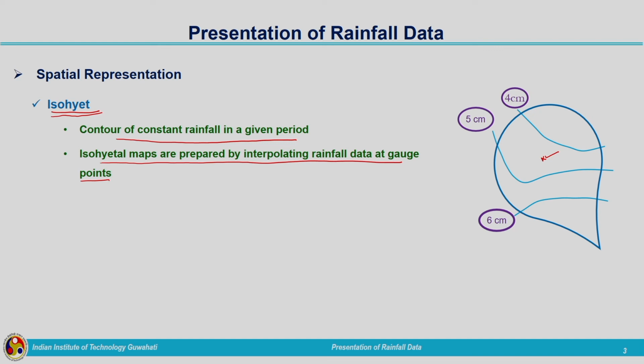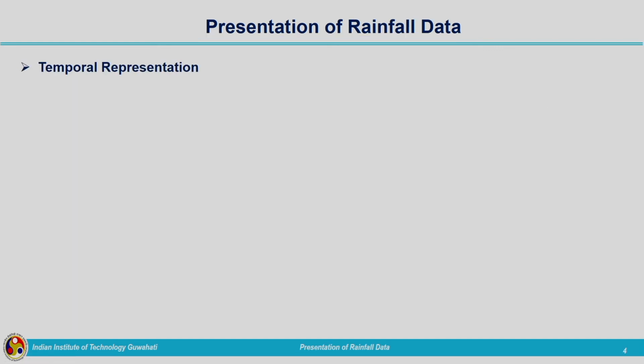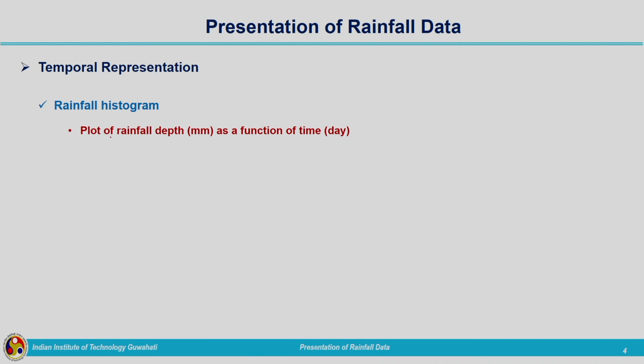within these 2 isoheights. Now, coming to temporal representation, the first commonly used representation is by means of rainfall histogram. In this, whatever rainfall depth we obtain from the rain gauge will be plotted against the time. It is plotted as a bar chart. So, that is termed as the rainfall histogram. This is the plot of rainfall depth as a function of time. Along the y-axis, we will be plotting the rainfall depth, and along the x-axis, we will be plotting the time.